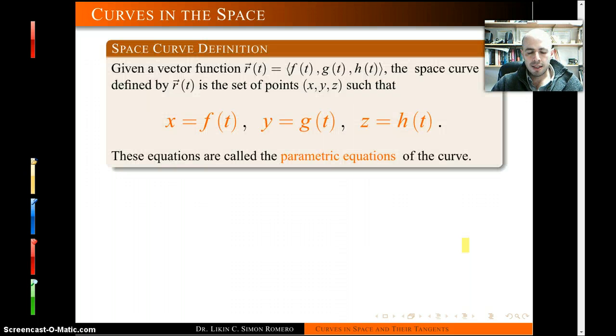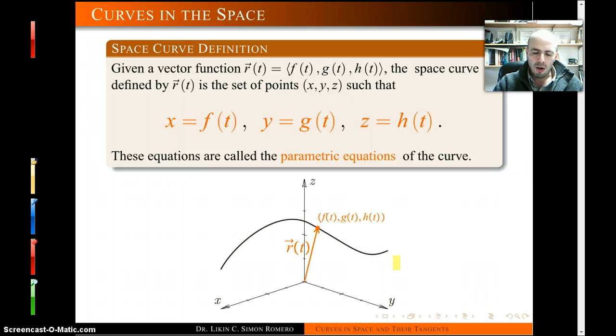Curves in space. Given a vector function r of t with the component functions, the space curve defined by r of t is a set of points x, y, and z such that x is equal to f of t, y is equal to g of t, and z is equal to h of t for the same value of t. And these equations are called the parametric equations of the curve. What we're saying here is all the points in the curve are going to be all the tips of the vectors once they are put in standard position.